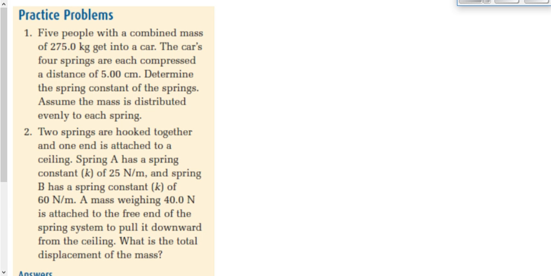All right, let's have a look at those questions, please, on page 357. Let's have a look at number 2, everyone. It says 2 springs are hooked together and one end is attached to the ceiling. Spring A has a spring constant of 25 newtons per meter. B has a spring constant of 60 newtons per meter. And we've got a mass weighing 40 newtons attached to the free end of the spring system, pulling it downward from the ceiling. What's the total displacement? Let's draw this out, okay?